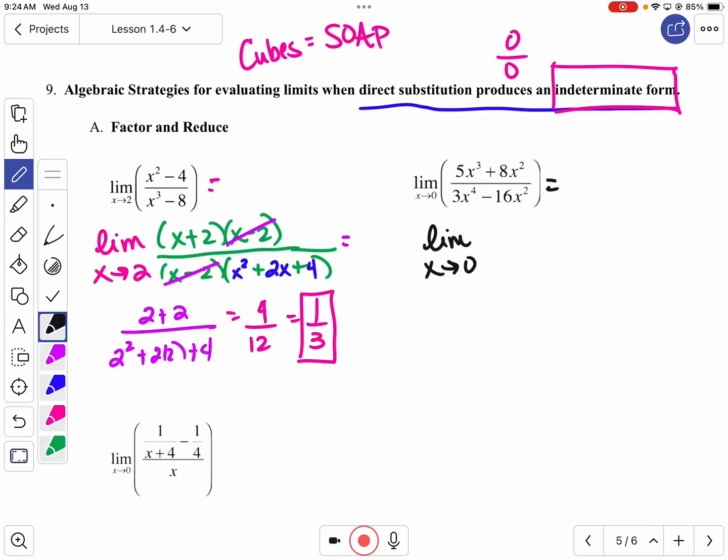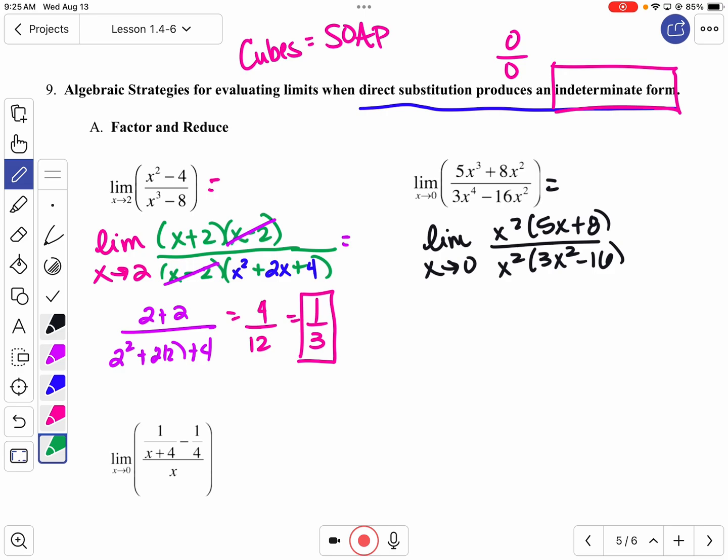If I plug in 0, does it give me indeterminate, 0 over 0? It does. So we need to factor. Let's look at the numerator. What could I pull out of both parts of that numerator? X squared, and that leaves me 5x plus 8. In the denominator, what are we going to pull out? X squared, and that leaves me 3x squared minus 16.